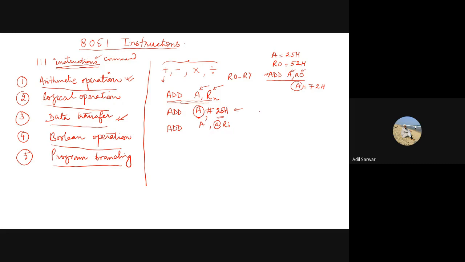So, for example, I'm taking A equal to 25H, and say R1 is equal to 52H, and say 52H has the content 32H. Then after the execution of this instruction, and say let me write here R1. I am not mentioning in which bank I am working. So by default, if I had not mentioned it, bank 0 is selected. So say, for example, this R1 is of bank 0, and I am doing the operation in bank 0. So ADD A, @R1. What will be the result of this operation? Can anybody tell me?